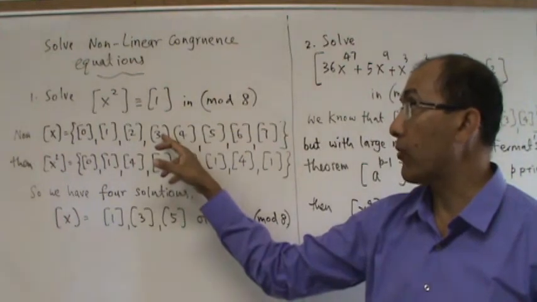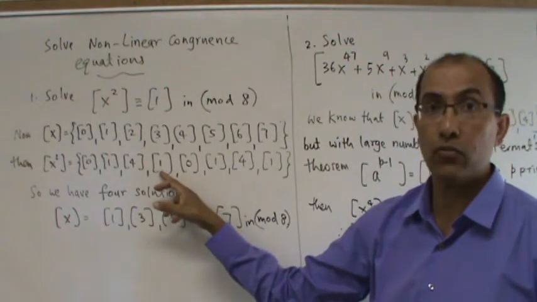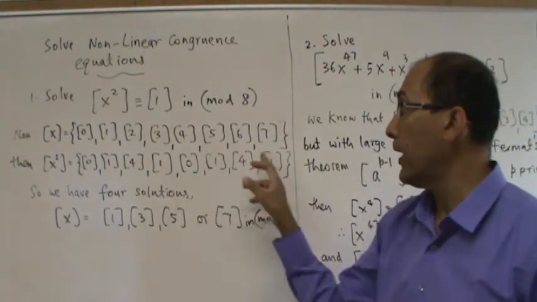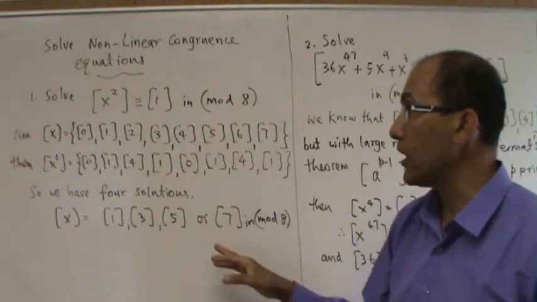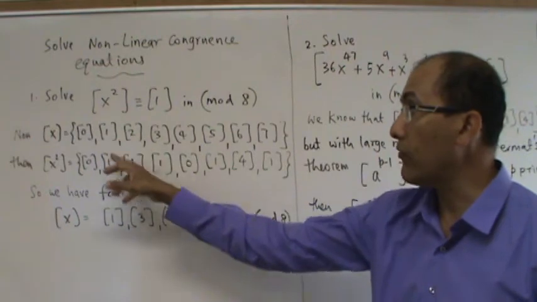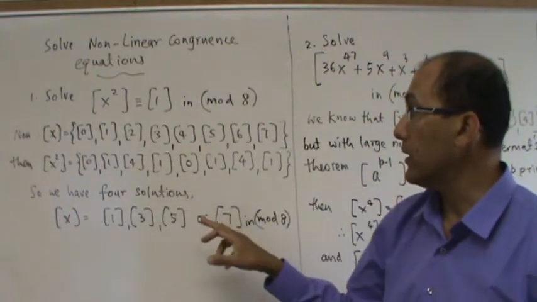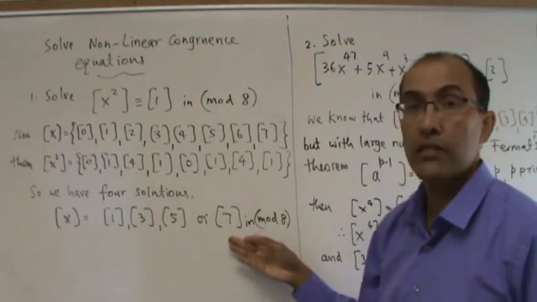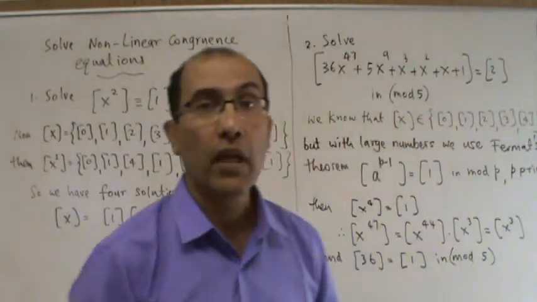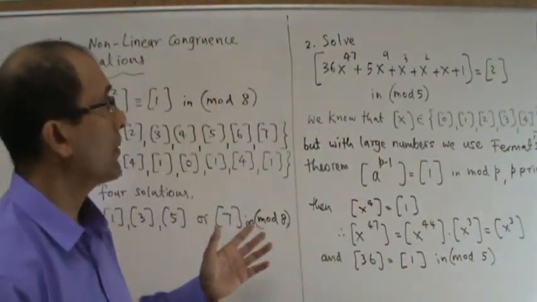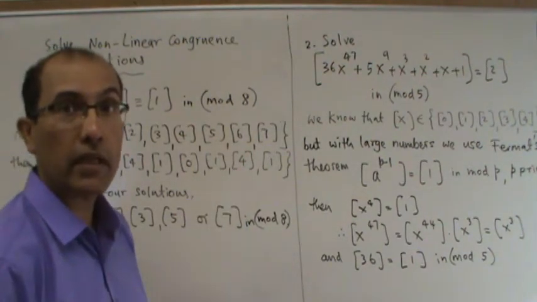For 3 square is 9, 9 is related to 1 through mod 8, and therefore you can see that we have 4 solutions for x. It can be 1, it can be 3, it can be 5, or it can be 7. So that's fairly easy to solve. We can also look at more complicated nonlinear equations.